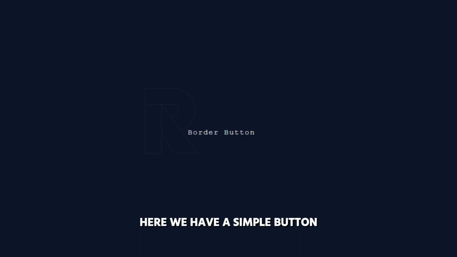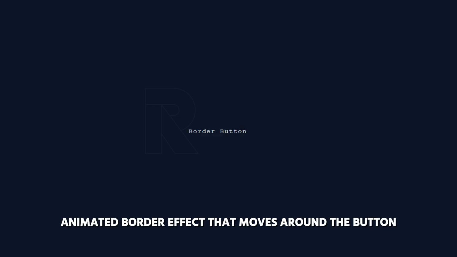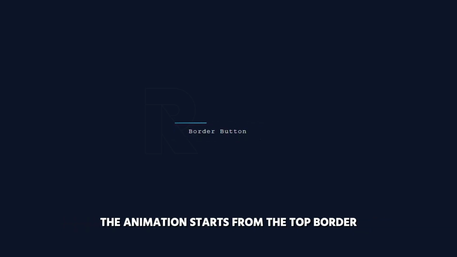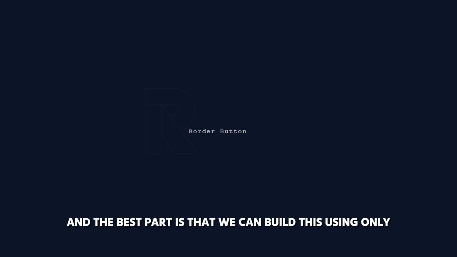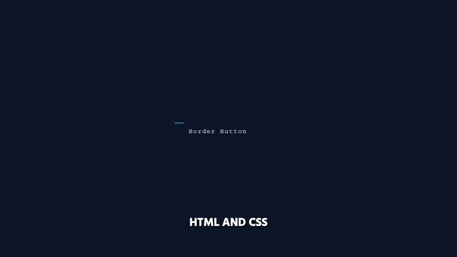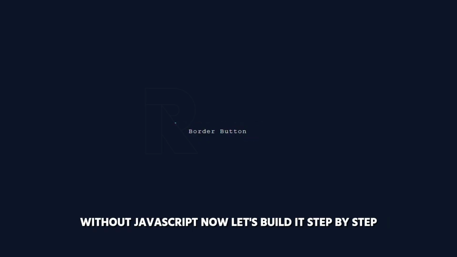Here we have a simple button placed in the center of the screen. At first, it looks like a normal button, but when I move the mouse over it, you can see a beautiful animated border effect that moves around the button. The animation starts from the top border, then continues to the right side, then the bottom, and finally the left side. This creates a smooth and modern animation effect. And the best part is that we can build this using only HTML and CSS without JavaScript. Now, let's build it step by step.